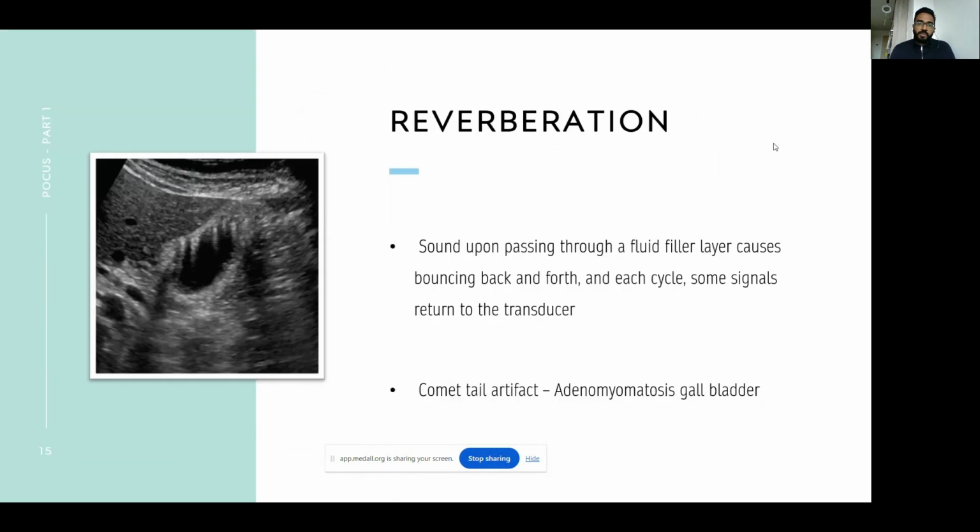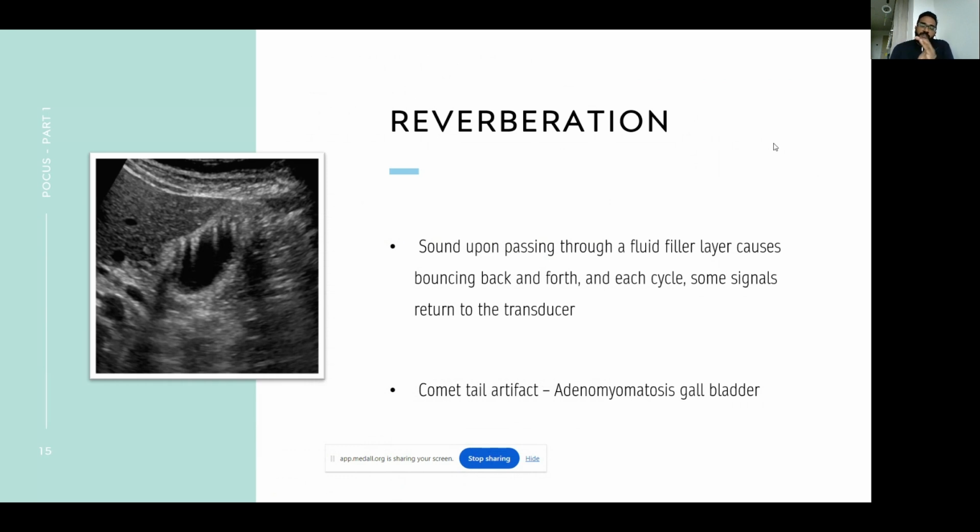First and foremost thing I want to talk about is reverberation. Now, I told you that ultrasound, while going through different mediums, will come back as a reflection, which is picked up by the transducer. Now imagine when the ultrasound is going through a fluid-filled cavity like a cyst. What happens is the sound wave starts to bounce around in that space. And each cycle, a bit of the ultrasound goes back to the transducer. Now we have already learned that the distance of the reflecting surface is calculated as time into distance.